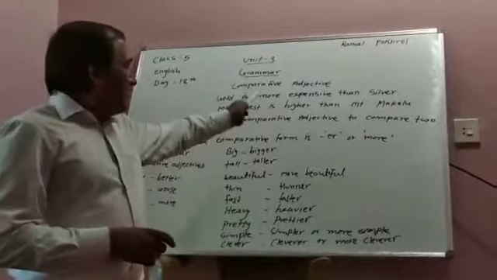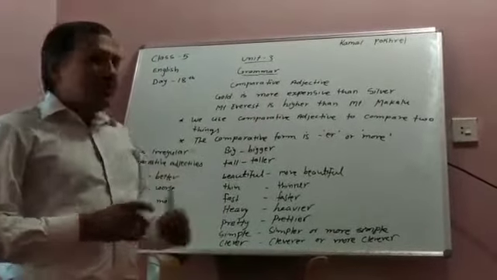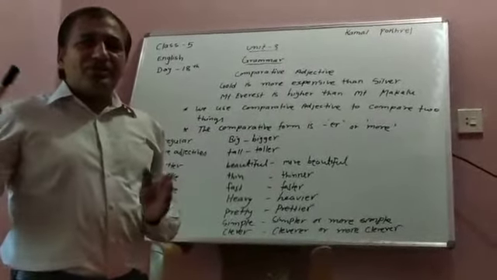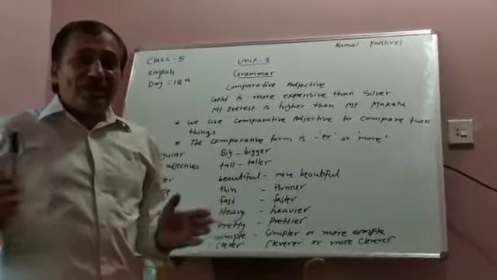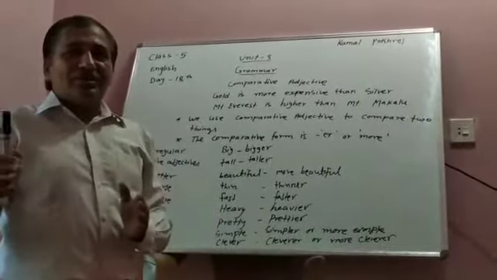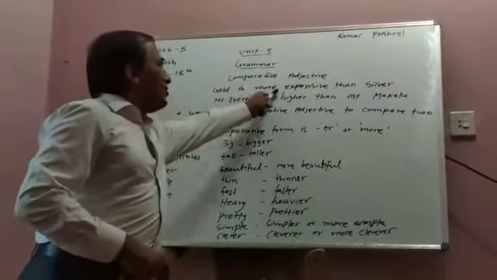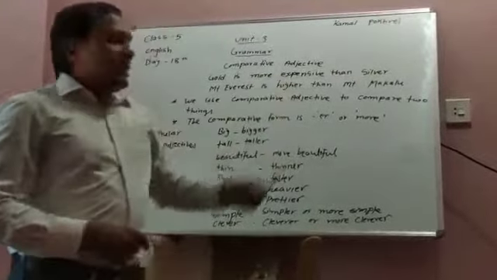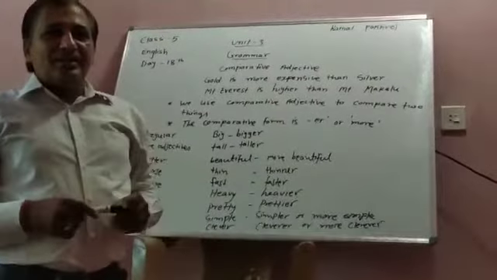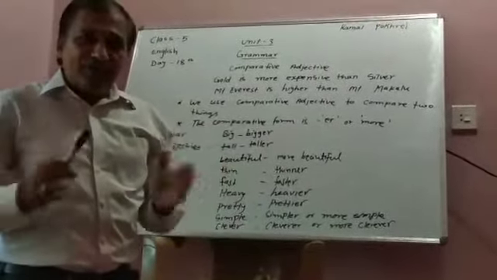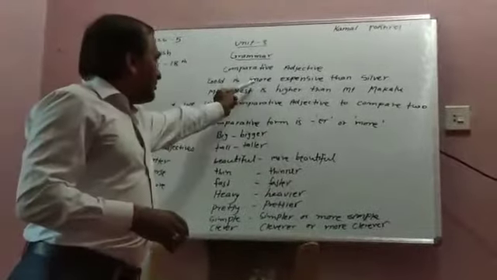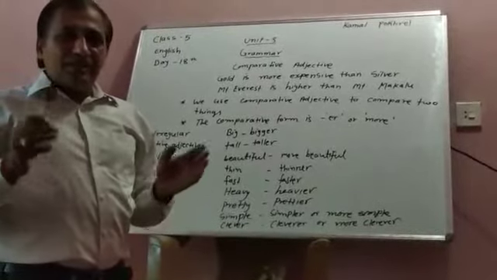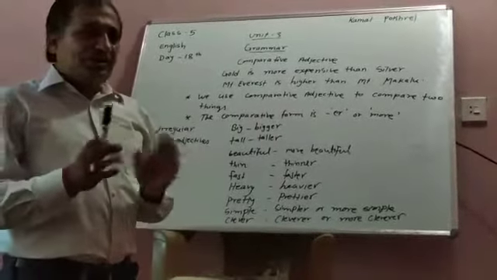In this example, gold is compared with silver. So while comparing gold with silver, we have used more expensive. More is used. Expensive is the main adjective, and to form the comparative adjective, we have written more expensive. More expensive is used to compare two things.